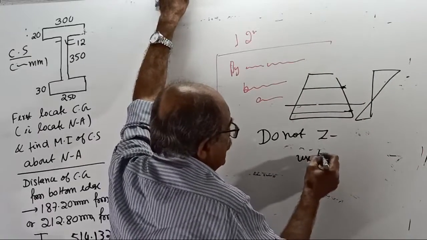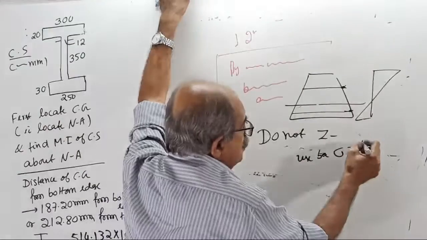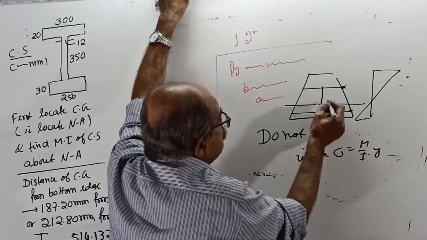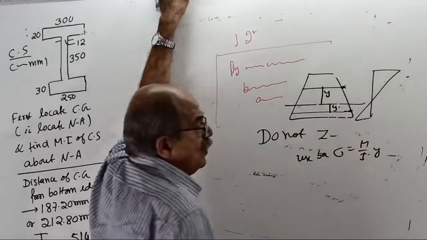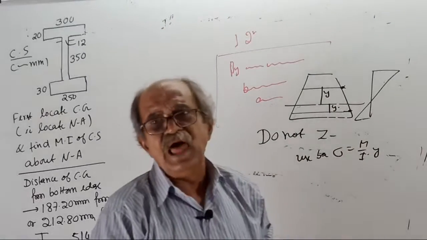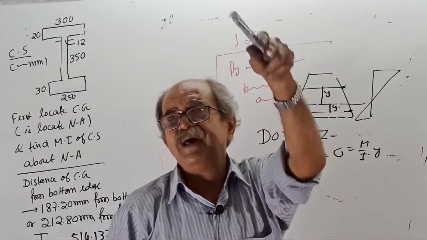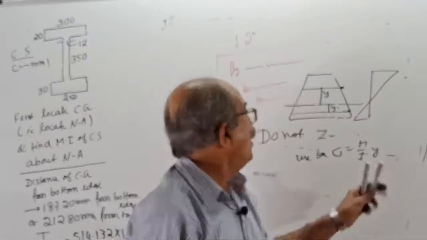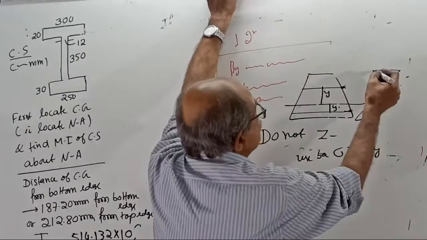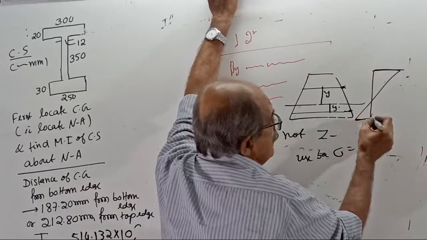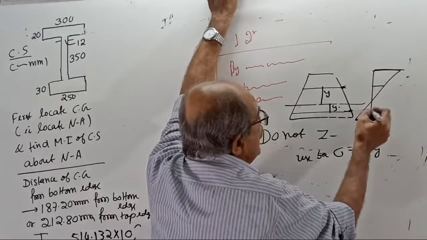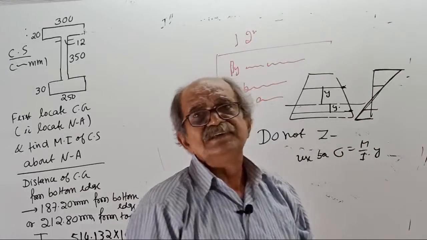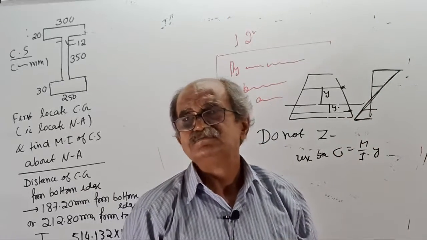Use the basic equation sigma equal to M by I into y. Wherever you want sigma, put that respective y value. Y is the distance from the neutral axis to that level or that element where bending stress is required. Or by chance, if you already got the extreme fiber stress, you can find it anywhere in between, because of the linear variation, by using similar triangles also you can do it.